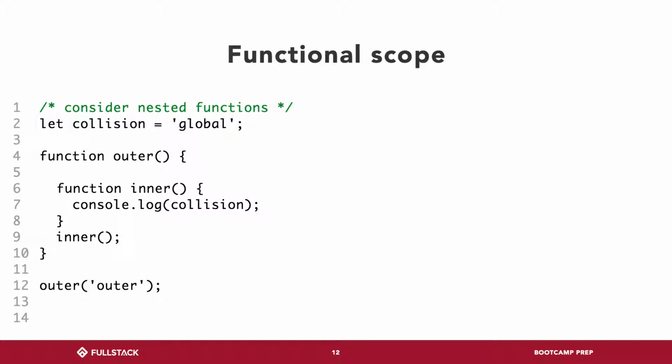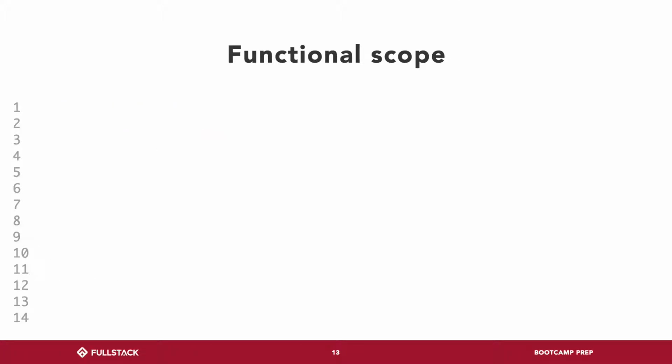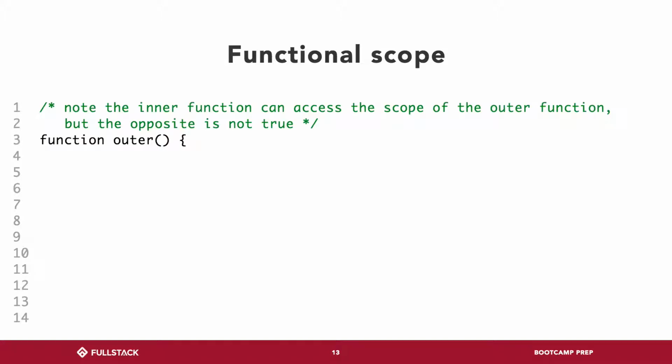It's not going to break. It's still going to call inner, and then inner is going to log collision, look in scope, can't find it, go to the outer scope, can't find it, go to the outer scope, found it, log global. But if you don't declare a parameter, any parameter you pass in here is just lost. You won't be able to access it unless you use something like args, but that's for a different time. So the inner function can access the outer function scope, but it does not go the other way.